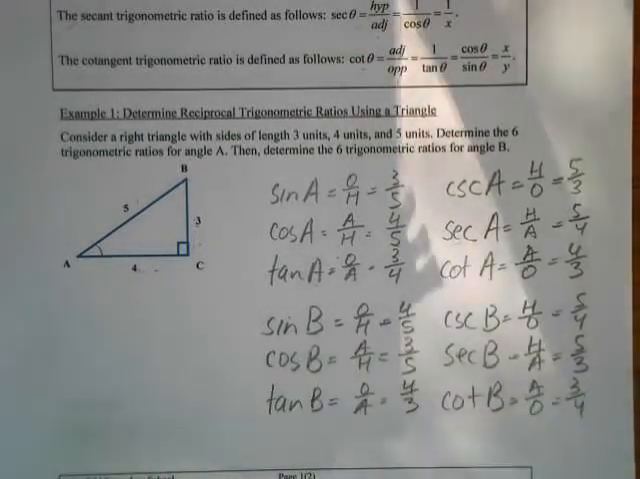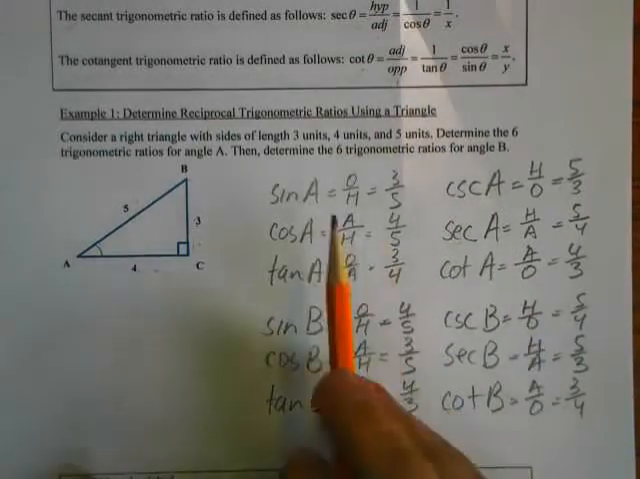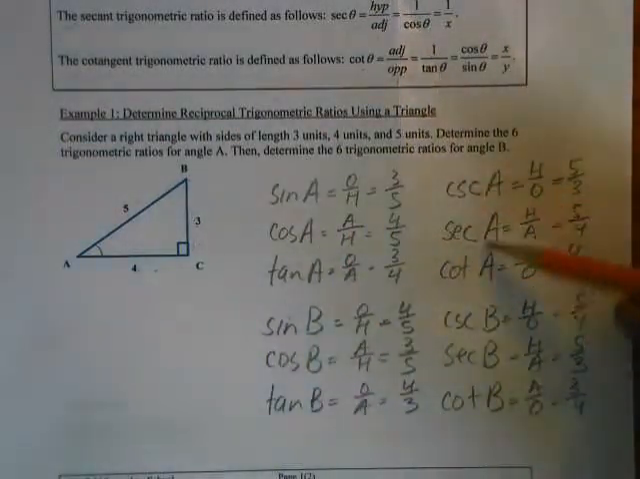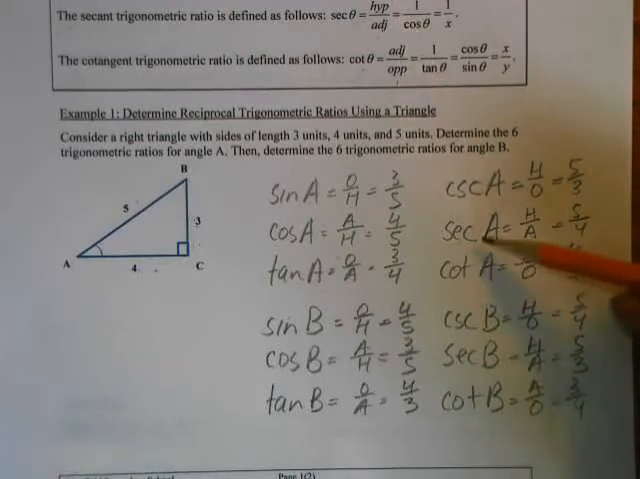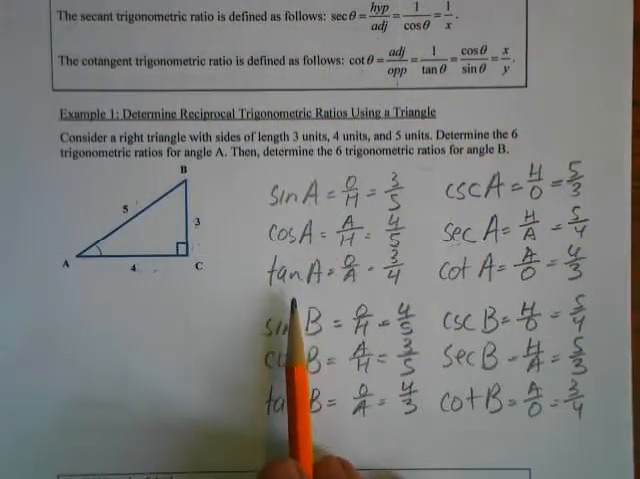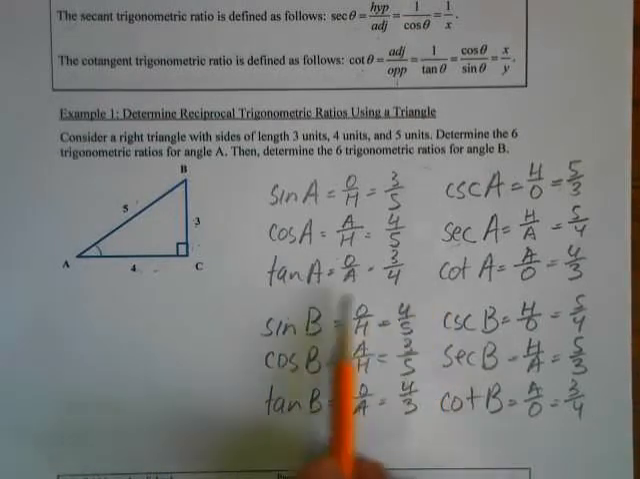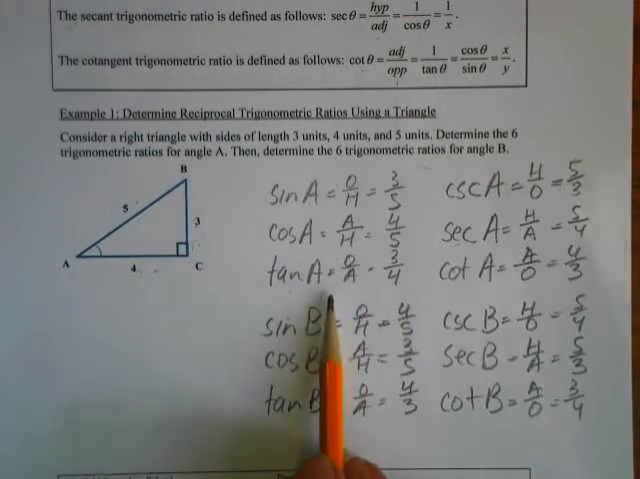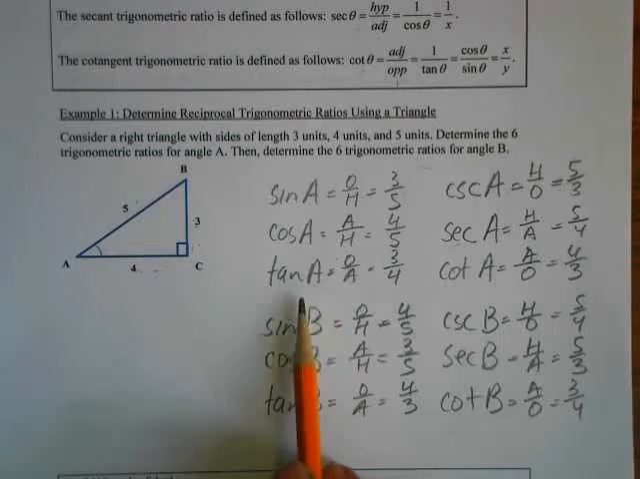Now, one way I remember how to remember which of these ratios relates to the original three. Well, the easiest one for me is tangent and cotangent. I mean, the names are very similar, so they kind of match up together. Tangent, cotangent.